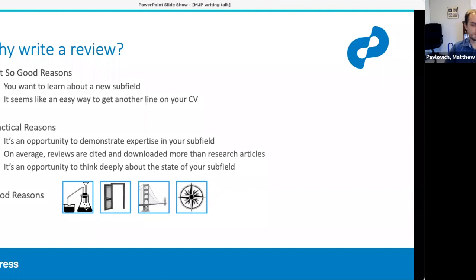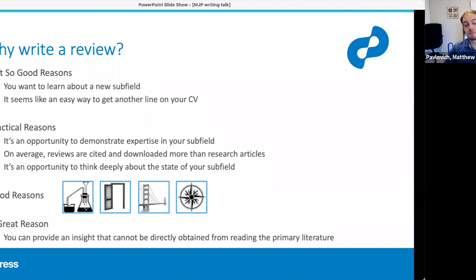Good reasons, like the ones we just talked about before. But the best reason of all is if you, as an expert in your field, can provide an insight that can't be obtained just from reading the primary literature. If you remember the graph I showed a few minutes ago with that figure of merit for efficiency in biofabrication, I think that does a really great job of this. So that's an insight into comparing different techniques that, if you just read the papers about one specific technique, you're not going to understand how they all interact with each other.